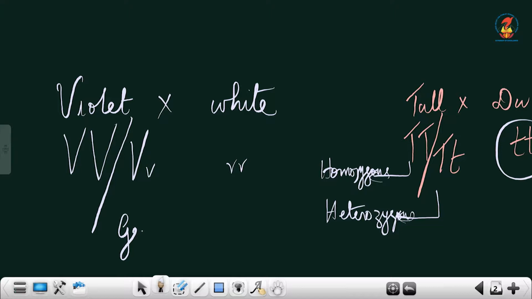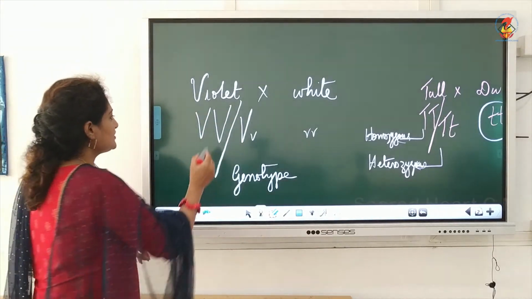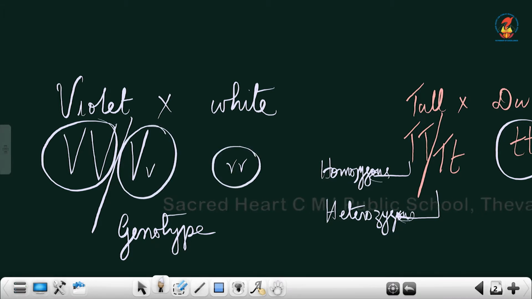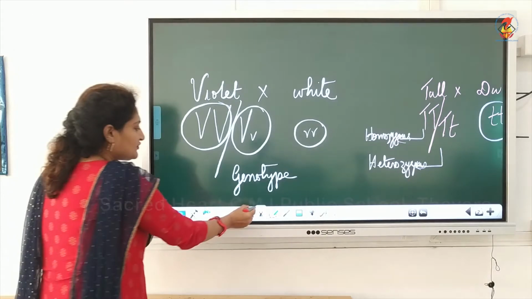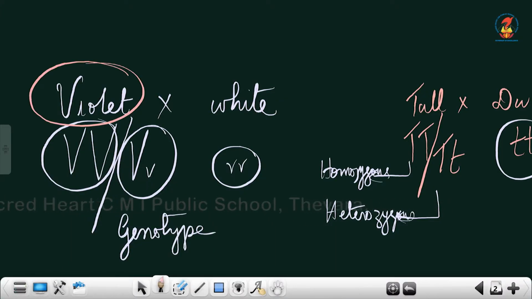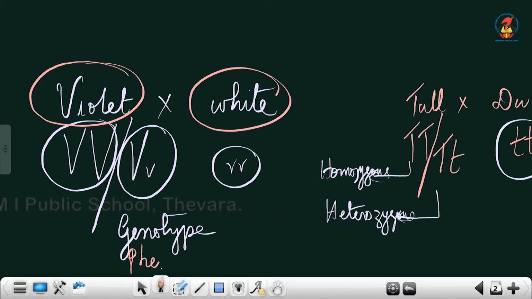So genotype is the genetic constitution. It is represented in alphabets. So this is representing the genotype, capital V, capital V, capital V, small v, small v, small v. All these are representing genotype. Then what is phenotype? Phenotype, as the name suggests, physical appearance. Violet is a phenotype. White is a phenotype. So phenotype is the observable trait, whereas genotype is the genetic constitution, or we can say the alphabets it's indicating.